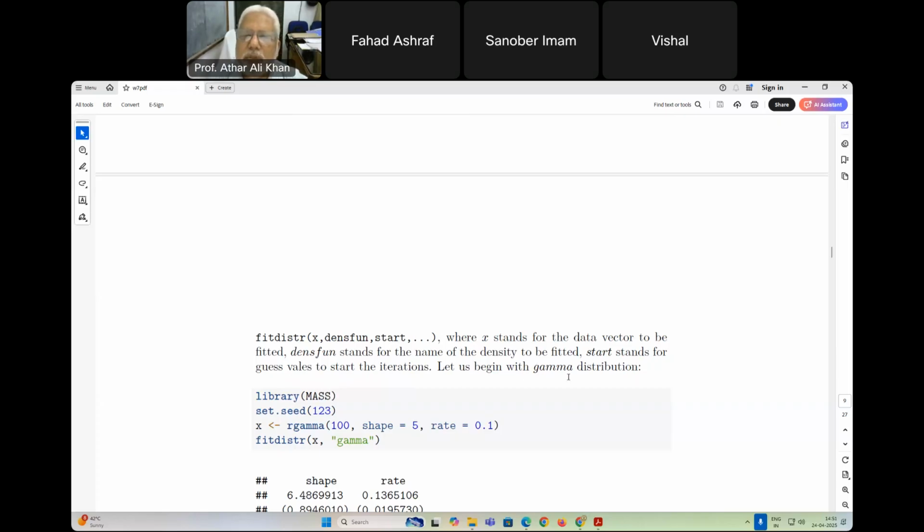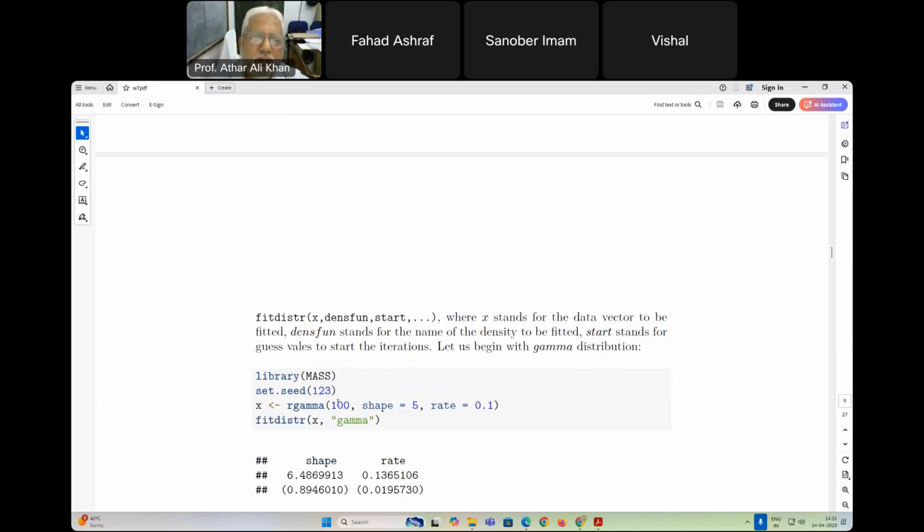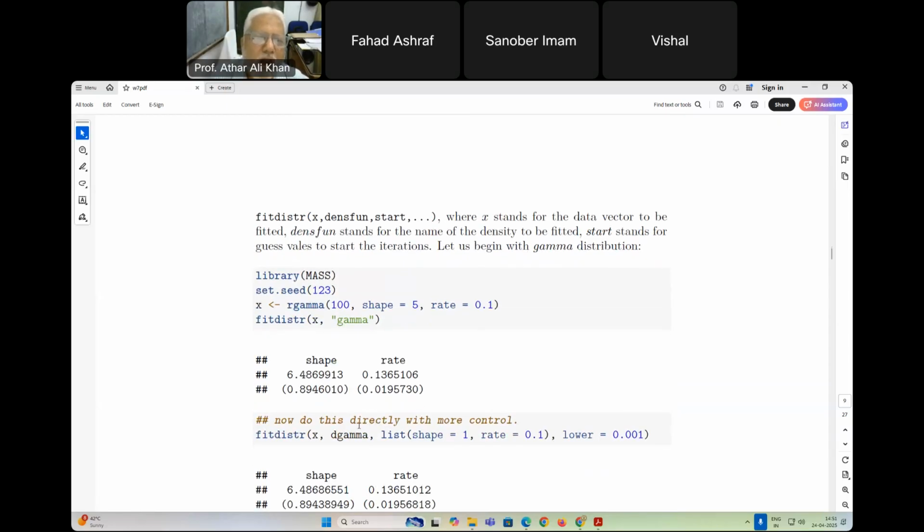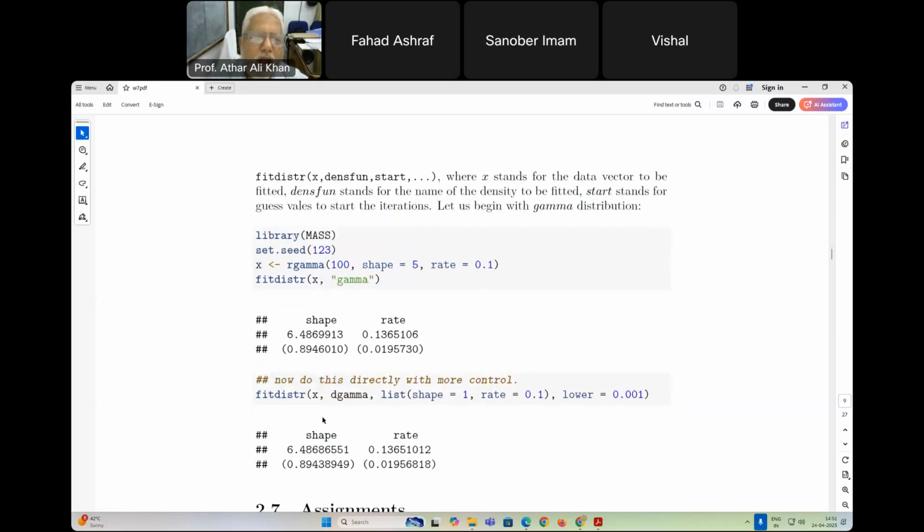Let us begin with the gamma distribution. So library(MASS), x is equal to rgamma, 100 observations simulated with shape equal to 5 and rate equal to 0.1. Then fitdistr(x, "gamma"). So this is the estimated value of shape and rate, and then this is the standard error of shape, and this is the standard error of rate. Now do this directly with more control: fitdistr(x, "gamma", list(shape = 1, rate = 0.1), lower = 0.001). Again, we get the same result.